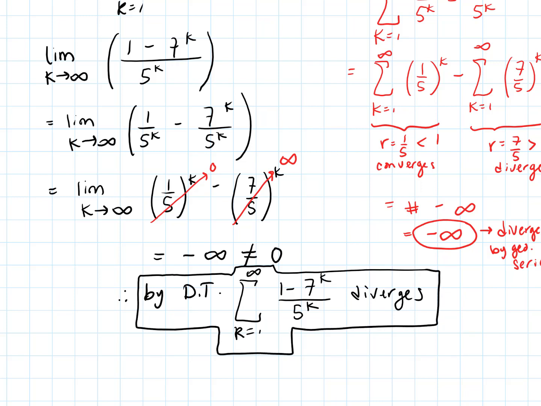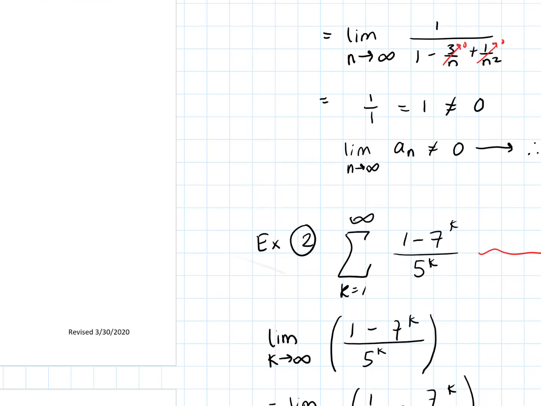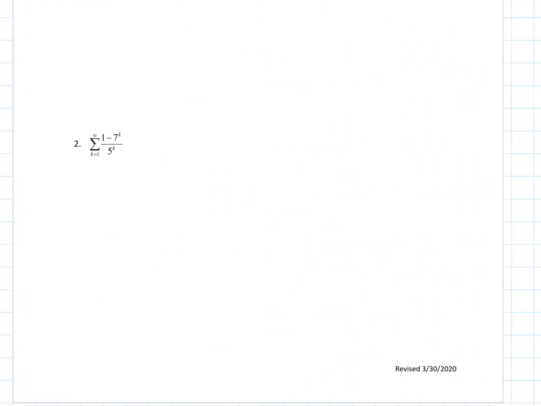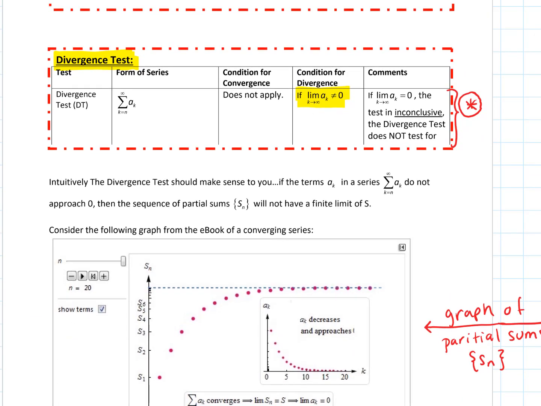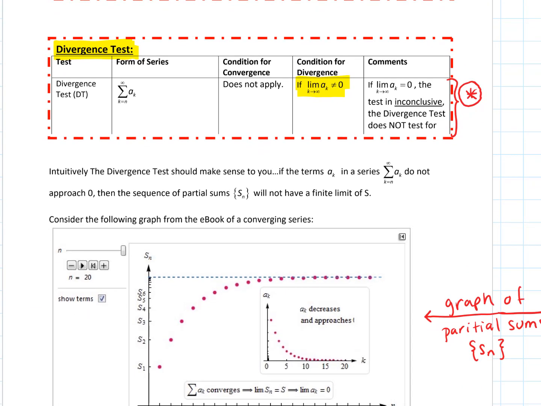Okay, so this series diverges. And we can show it in either way. We can show it through the geometric series work, or we can use the divergence test here. But just to reiterate on the divergence test, if the terms themselves in a series do not approach 0, then we would know that the series must diverge.